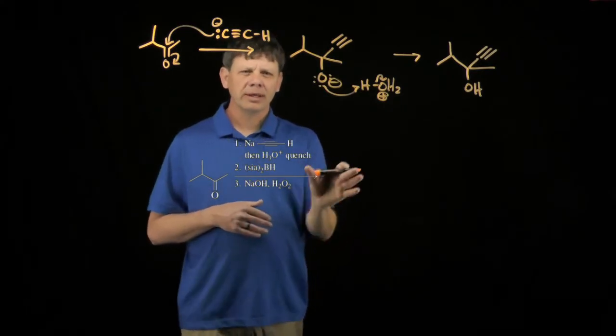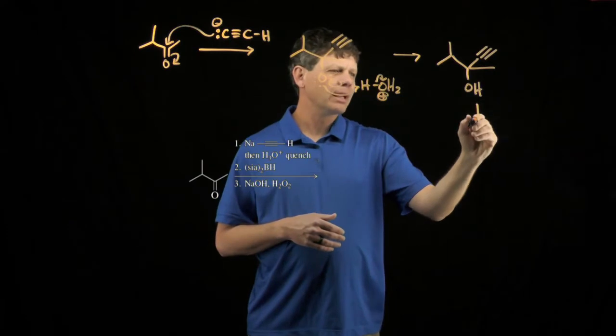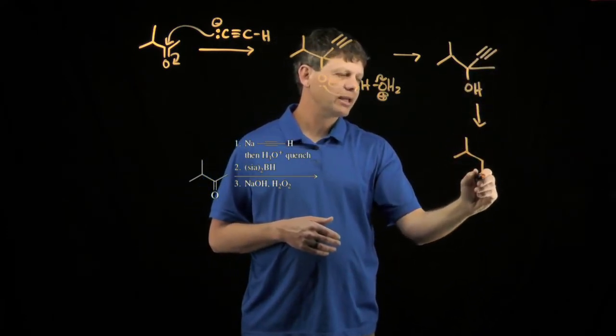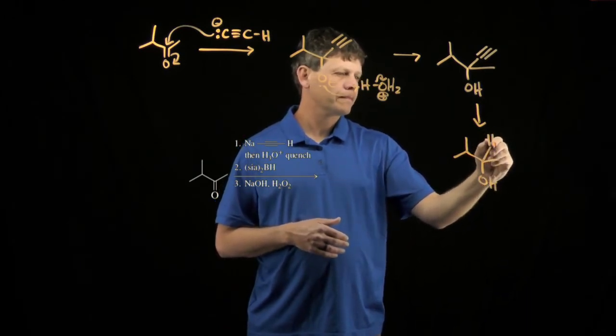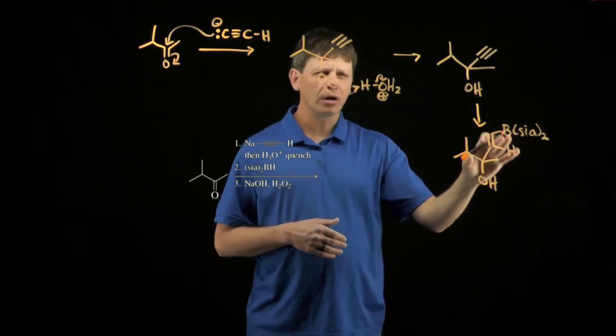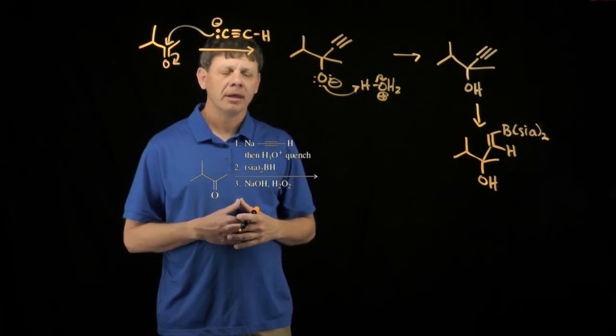At this point, we can do hydroboration of the terminal alkyne, and we won't show a full mechanism here, but when we hydroborate the terminal alkyne, we first make this borane intermediate, where the hydrogen and the boron add on the same side of the alkyne.